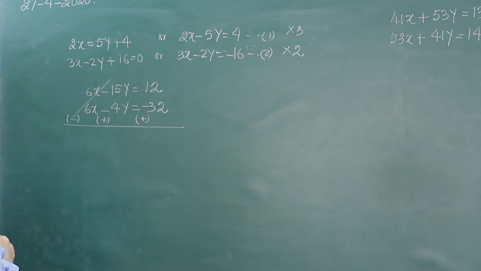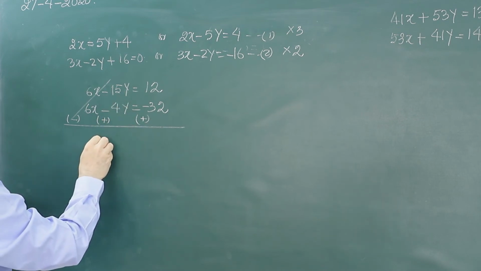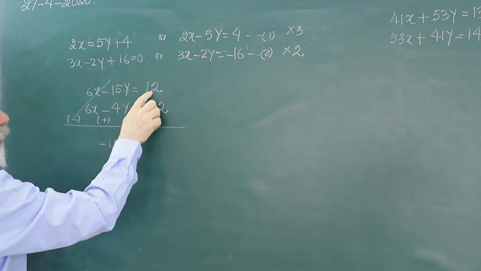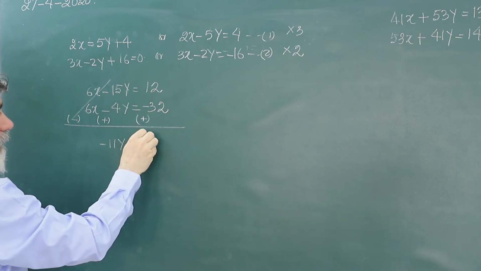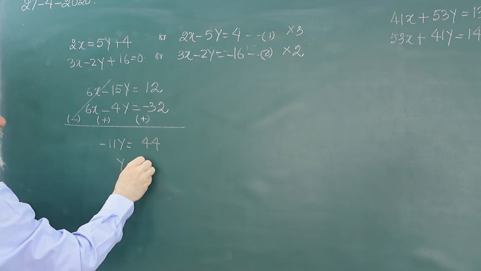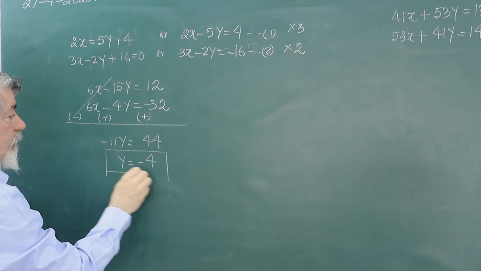This will be cancelled. Minus 15y plus 4y will be minus 11y. 32 plus 12 will be 44. So y will be minus 4. The value of y comes out to be minus 4.